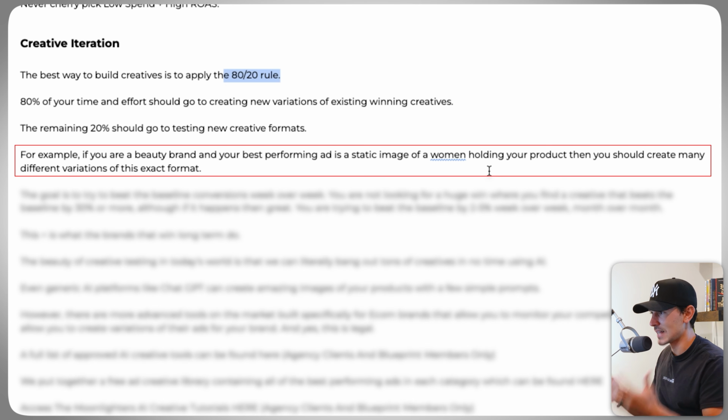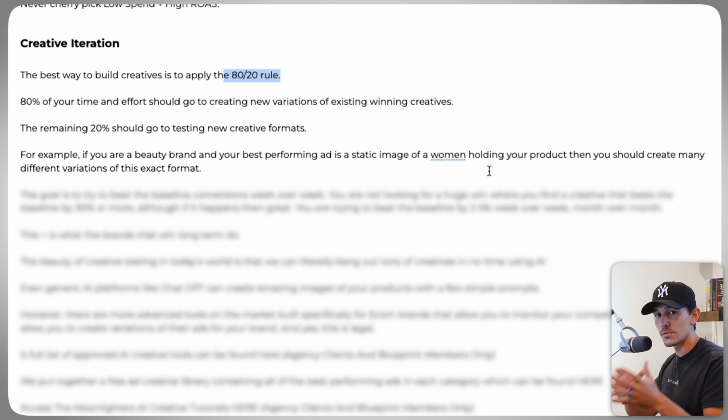If you have a static image of a woman holding your product, then you should create as many different variations of this exact format with core elements changed. For example, if I'm holding my AirPods here, and this was my shot, my thumbs up with the AirPods, we then want to have one variation with the AirPods open, one variation with my hat on backwards, one variation with no hat, maybe a variation of me doing jumping jacks. Who knows? We just want to have different variations of the best performing ads.